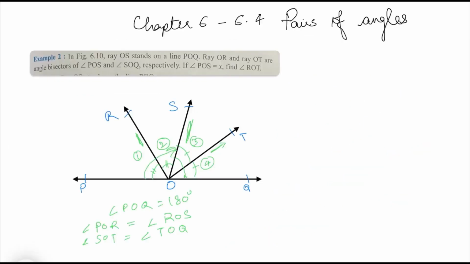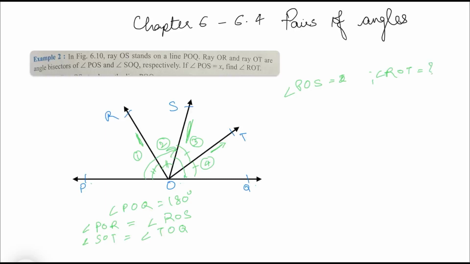So in example 2 of pairs of angles, this is an interesting question. See, it says that ray OS stands on a line POQ, right? So you have POQ line and ray OS stands on it. Ray OR and ray OT are angle bisectors of POS and SOQ. And it's also saying that if angle POS is equal to x, you have to find angle ROT.